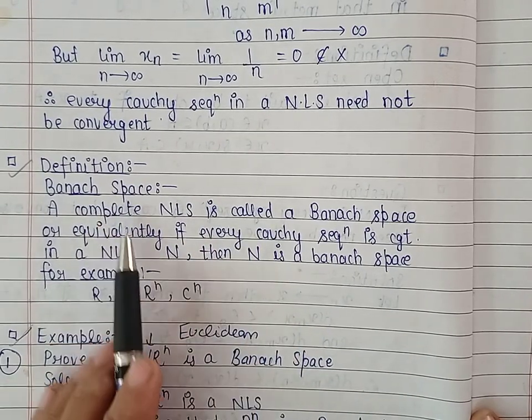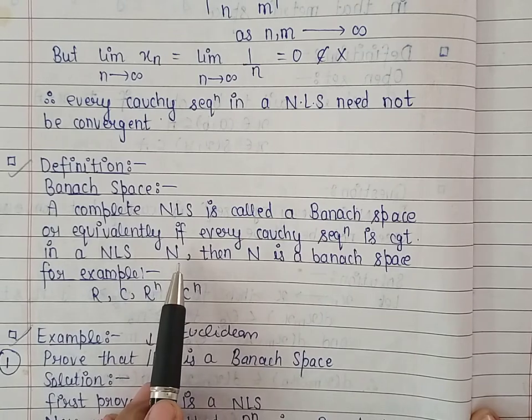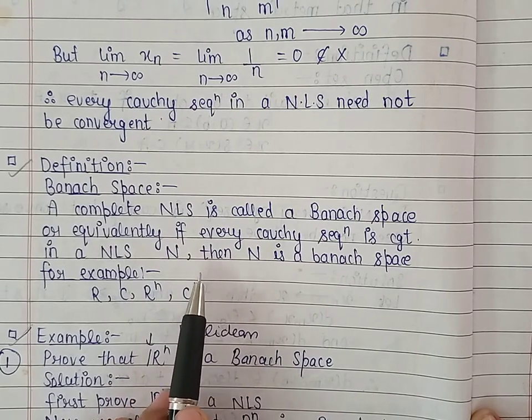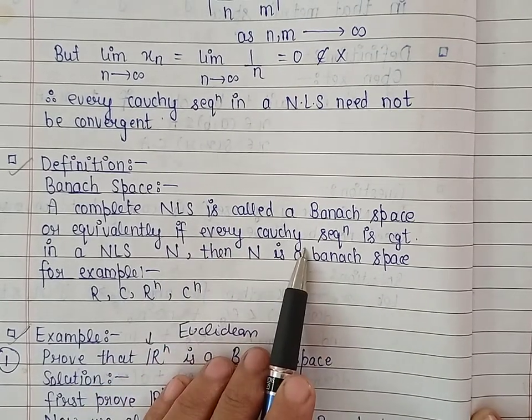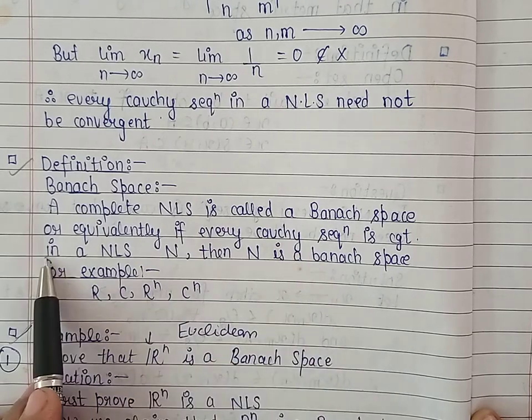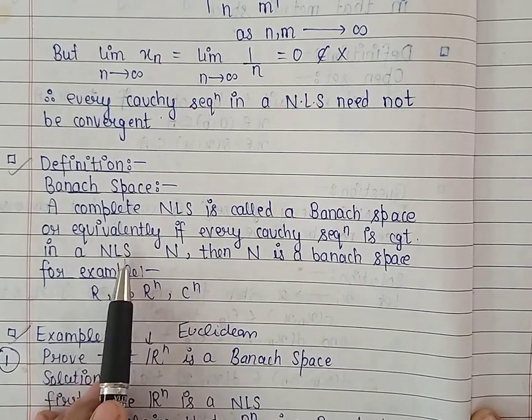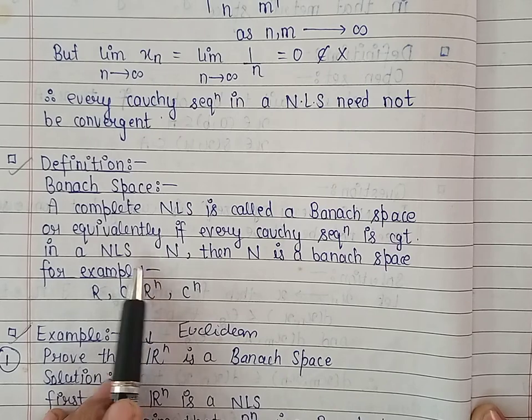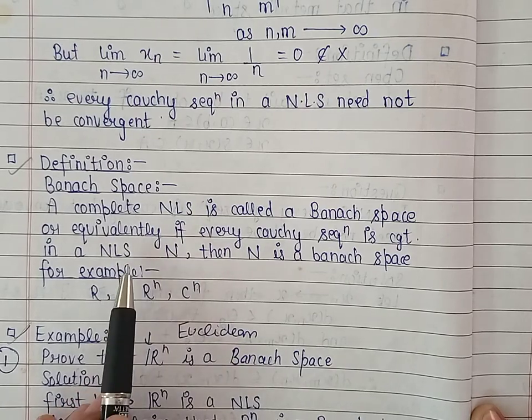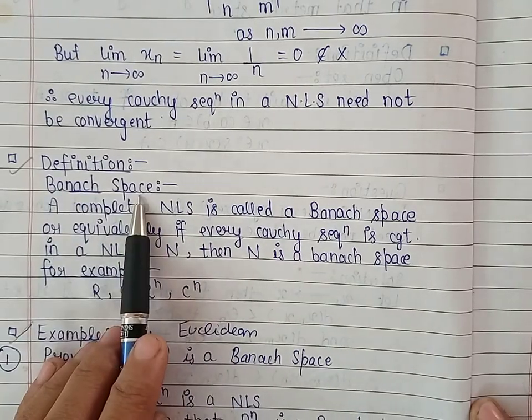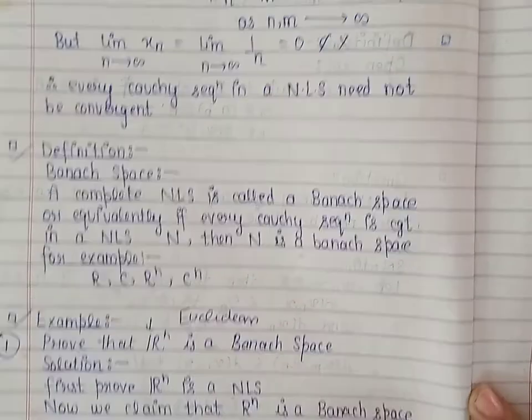Complete means if you take a Cauchy sequence in that space, then that Cauchy sequence is convergent in the same norm linear space. Then we say that the space is a Banach space. Now we'll discuss its examples.